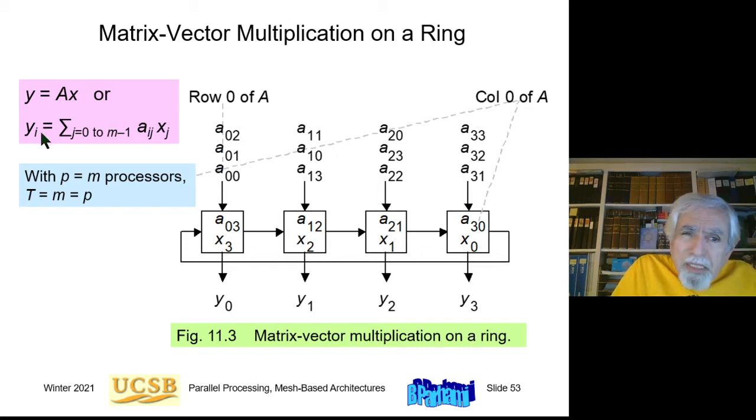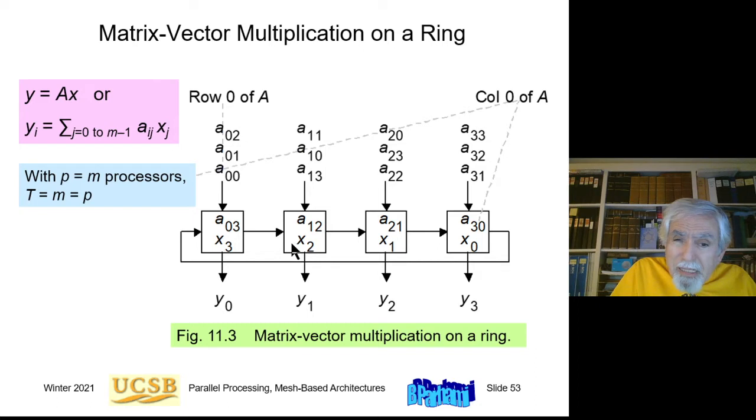The reason for that is that these multiplications can be performed in any order. We don't have to do AI0 times x0 first, and then AI1 times x1. We can do it in any order. So the way this computation is organized, x0 is here, x1 is here, at some given time instant.